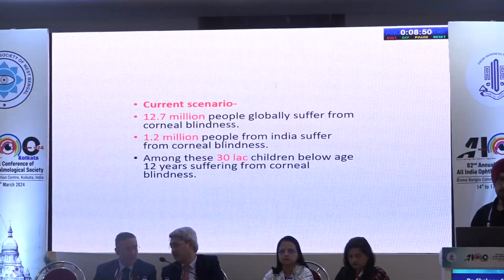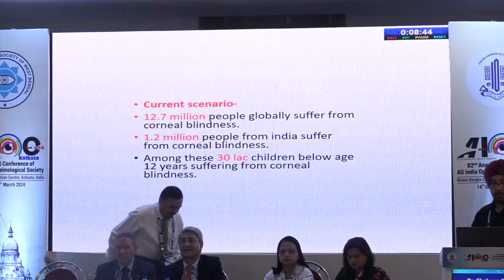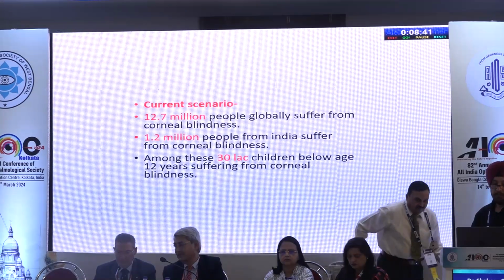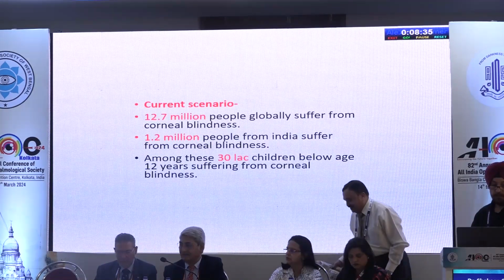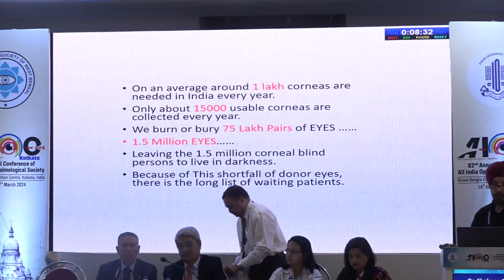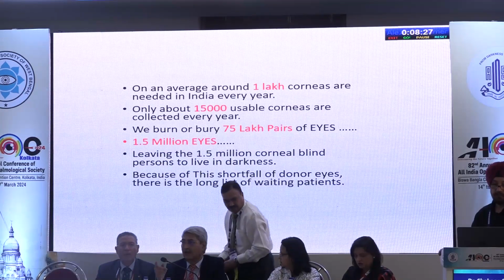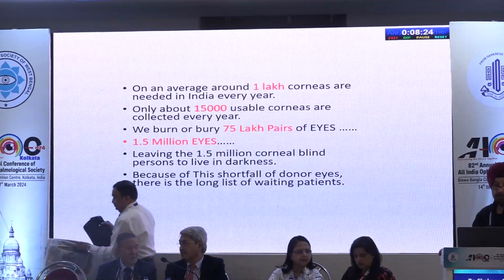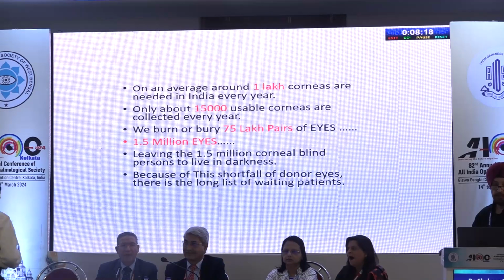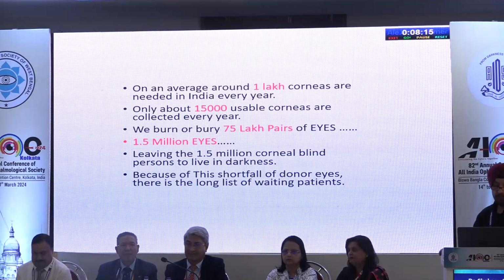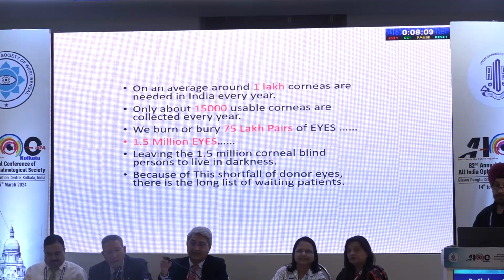If we talk of blindness all across, we have to make them aware that around 12.7 million people globally suffer from corneal blindness only. And 1.2 million people from India suffer from corneal blindness. Among those, 30 lakh children below age 12 years are suffering from corneal blindness. On an average, around 1 lakh corneas are needed in India every year, but we are getting only 15,000 usable corneas. We burn or bury 75 lakh pairs of eyes, that means 1.5 million eyes, leaving the 1.5 million corneal blind persons to live in darkness. Because of this shortfall of donor eyes, there is a long list of waiting patients.